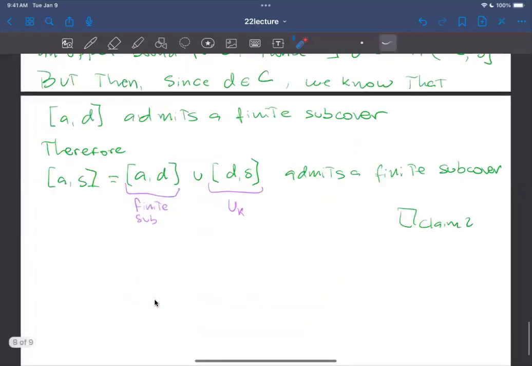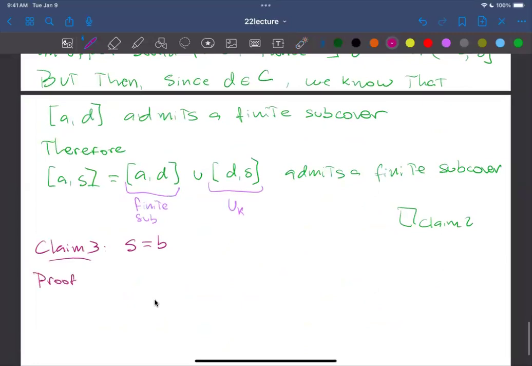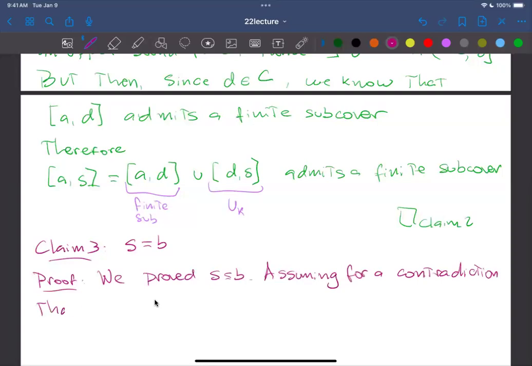Okay, let's prove the last part of this proof, claim 3, which tells you that the supremum is actually B, as big as it could be. So to prove this, what we know is we proved that S is smaller than or equal to B. So if you assume for a contradiction that it's actually strictly smaller, so if you assume S is strictly smaller than B, then we go up to the picture.